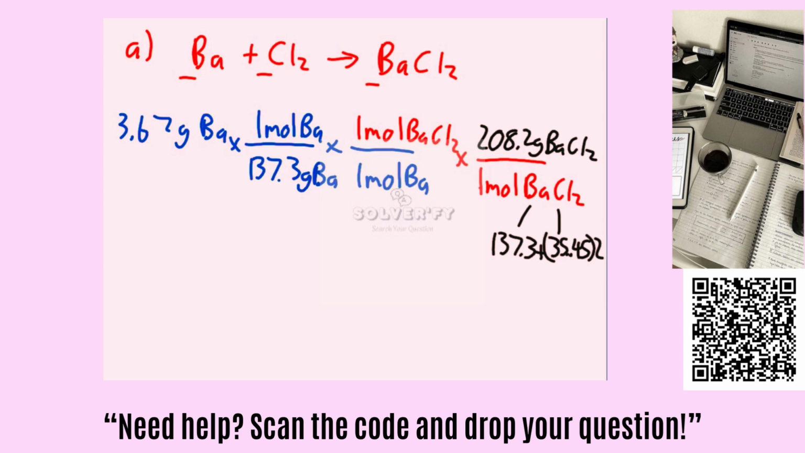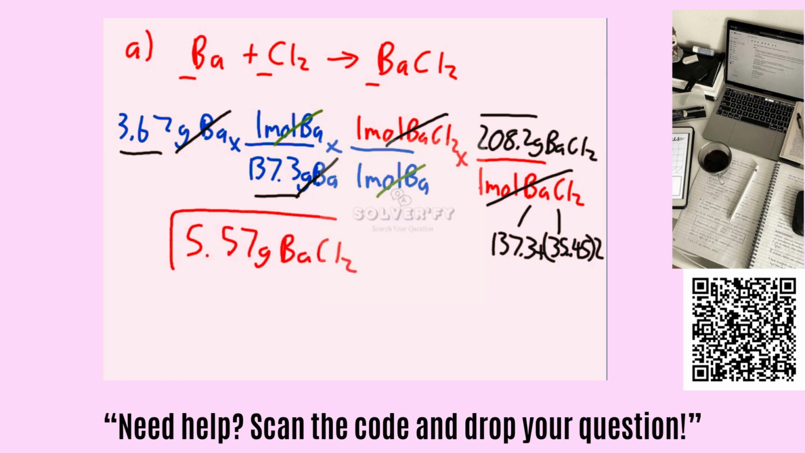Now if this was done correctly, all of the units should cancel except for mass of barium chloride. So let's check that it does. And it looks like it will. So we'll take our 3.67 times our 208.2 and divide by 137.3. And once this is done, it'll come out to be 5.57 grams of barium chloride. And we know this has to have 3 significant figures since we were given 3 to begin with, 3.67.